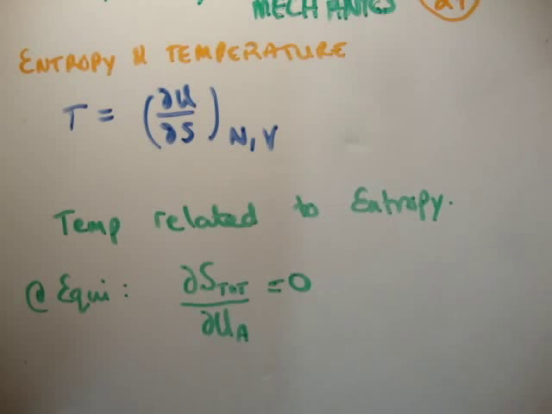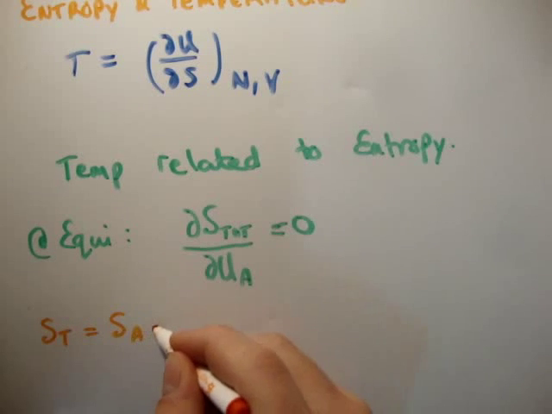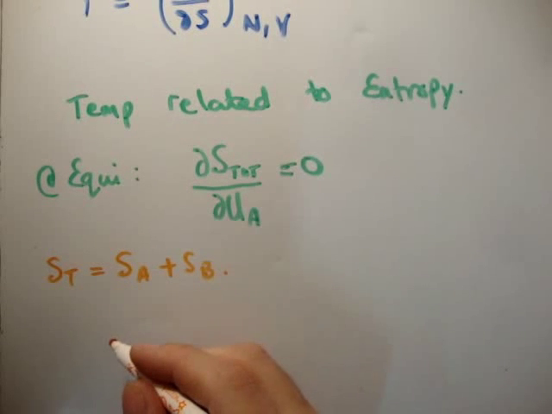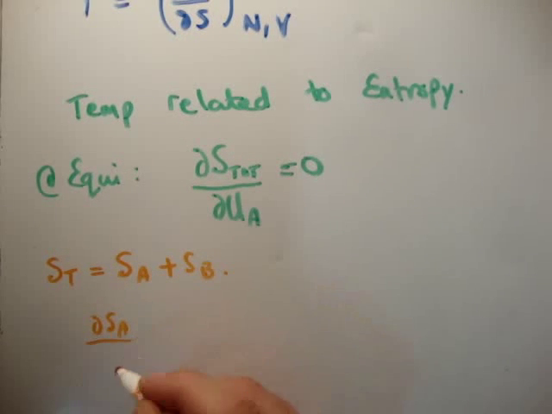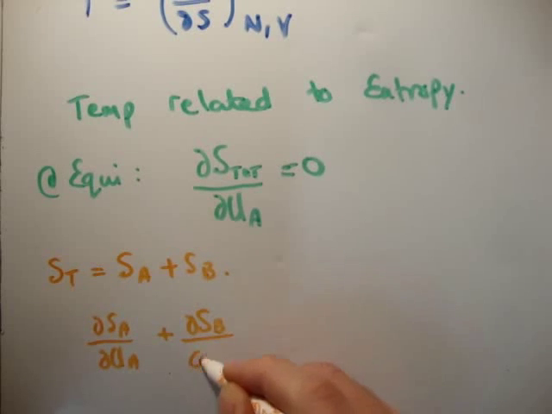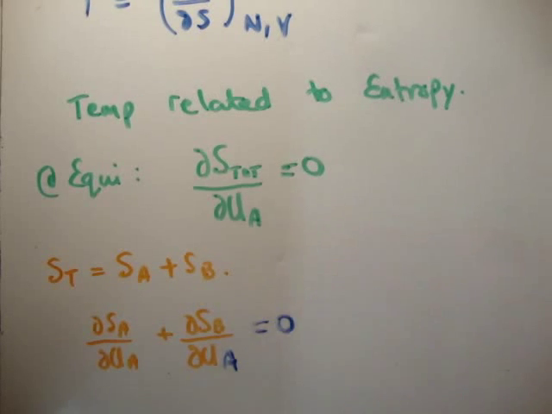So what does that mean? Well, let's just do a small bit of manipulation. We know that the total entropy, S total, is equal to S in A plus S in B if we're talking about two bodies. I proved that in my video on entropy. So that means that what we actually have is del S sub A, del U sub A, plus del S sub B, del U sub, and this is important, so I'm going to write it in a different color, del U sub A, B with respect to A. And we know the answer is zero.